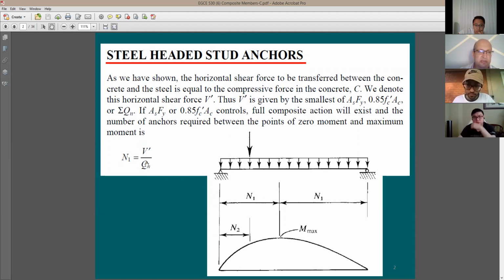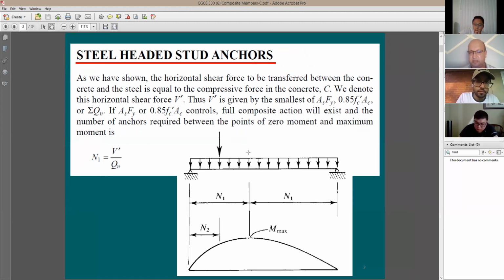Your stud here is gonna be able to resist, let's say, 10 kips. How many studs do you need on each side? This is gonna be very simple. It's 530 divided by 10, which gets you 53 studs. So on this side, I'm gonna have 53 studs, and also on this side, I'm gonna have an additional 53 studs.